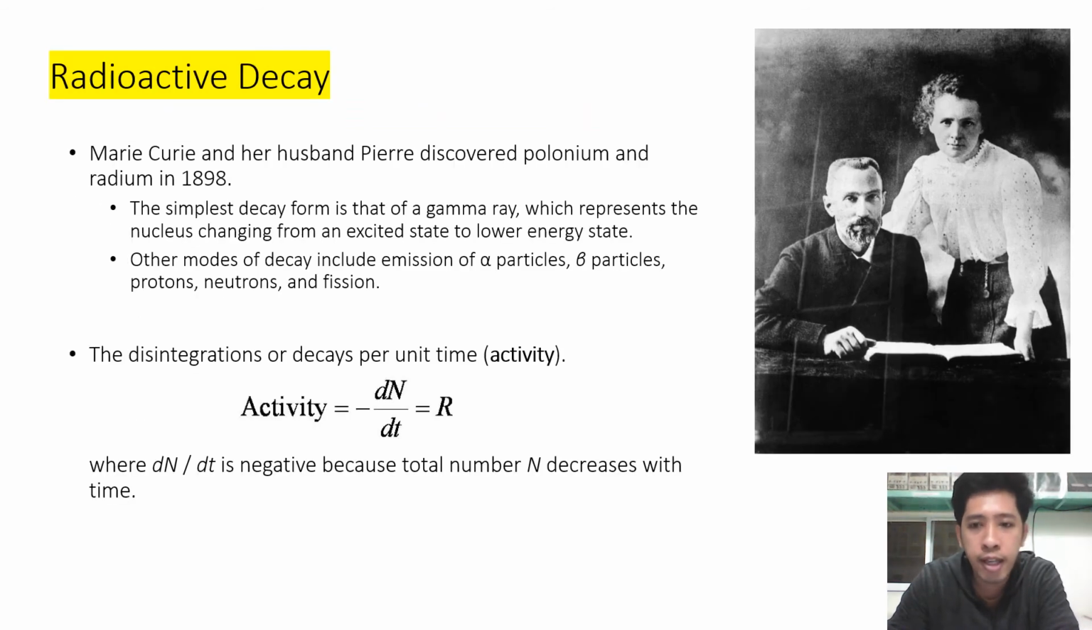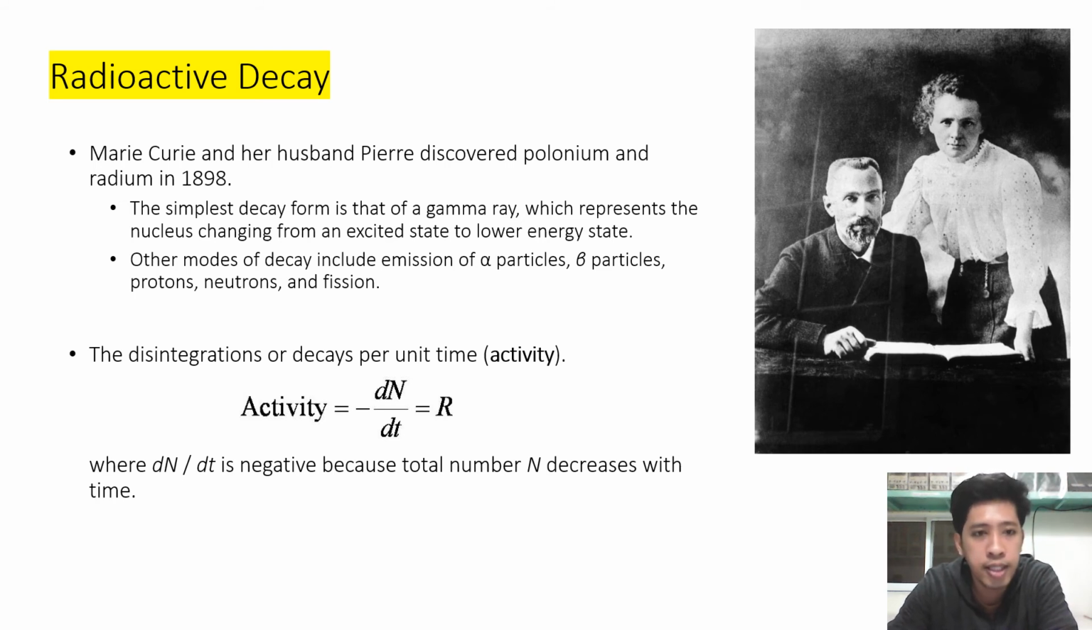It was Marie Curie, her husband Pierre Curie, along with other scientists Wilhelm Röntgen and Henri Becquerel, who discovered radioactivity. Marie Curie and her husband discovered some of these radioactive materials, polonium and radium, in 1898. The simplest decay form is the gamma ray, which represents the nucleus changing from an excited state to a lower energy state. Other modes of decay include the emission of alpha particles or alpha decay, beta particles or beta decay, protons, neutrons, and then fission.